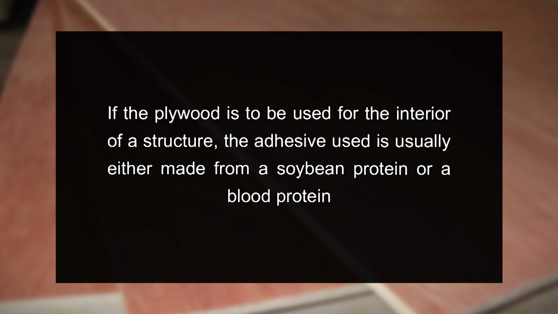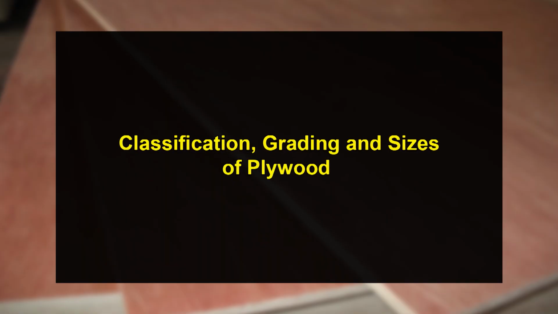On the other hand, if the plywood is to be used for the interior of a structure, the adhesive used is usually either made from soybean protein or blood protein. However, many of the interior plywood sheets will now often use the same phenol formaldehyde resin that is used for exterior sheets. Finally, if the plywood is to be used for building furniture, the adhesive is usually made with urea formaldehyde resin.